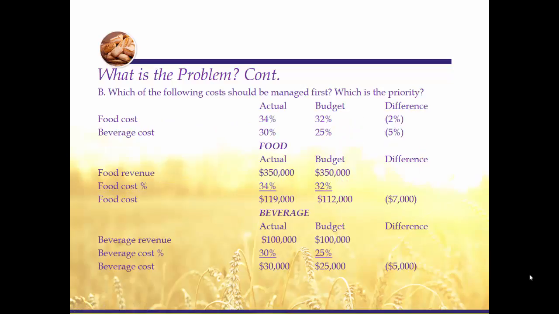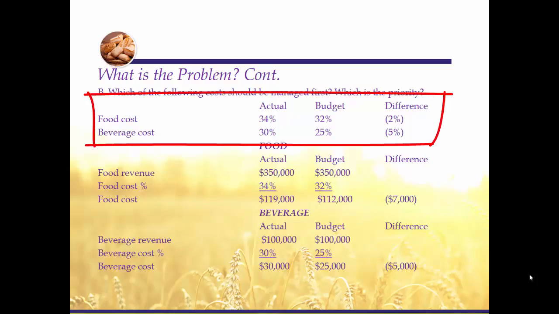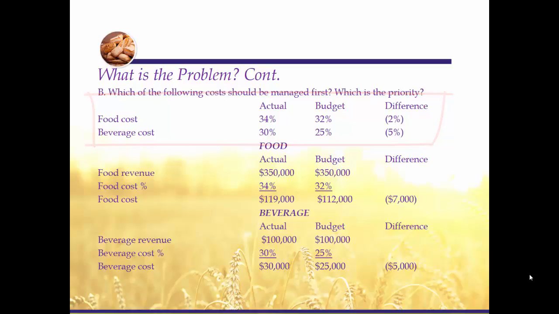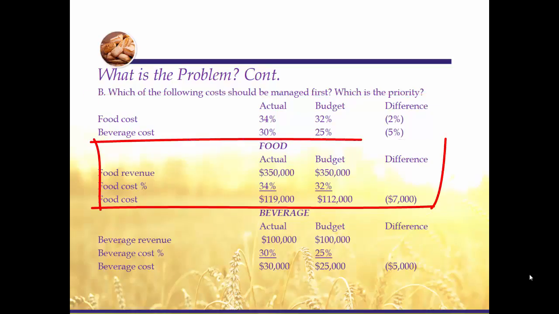Now let's continue on with what is the problem. So which of the following costs should be managed first? Which is the priority? Okay, so we looked at our actual and our budgeted food costs, and we saw that there was a 2% difference. And then we looked at our beverage cost. Our actual was 30% and our budget was 25%, and there was a 5% difference. At first, it appears that the beverage cost represents the bigger problem, a 5% variance compared to only 2% for food cost. However, a few more details may affect that opinion.